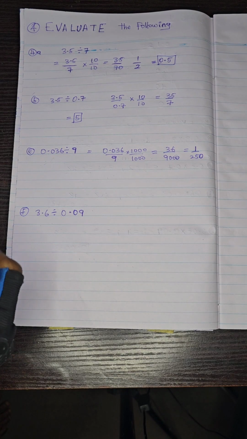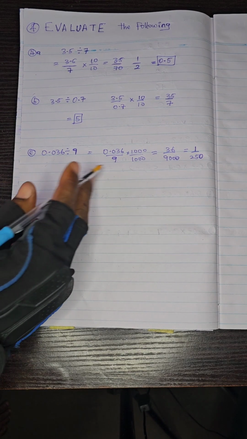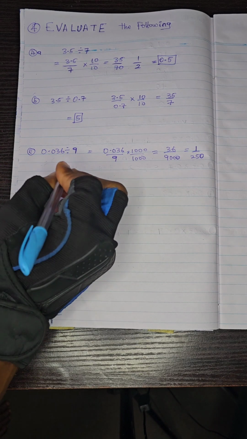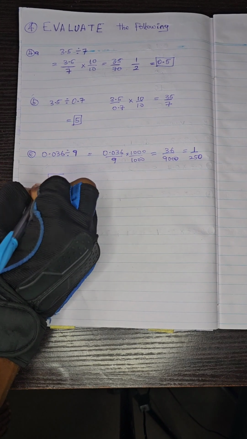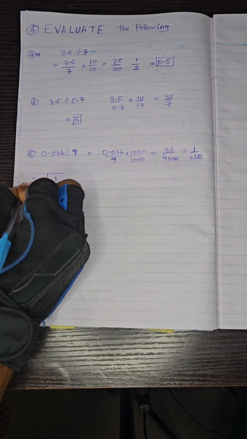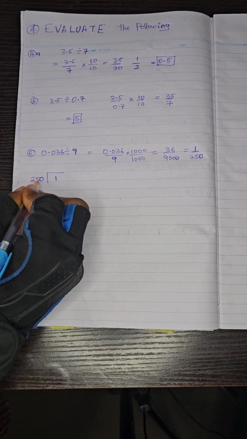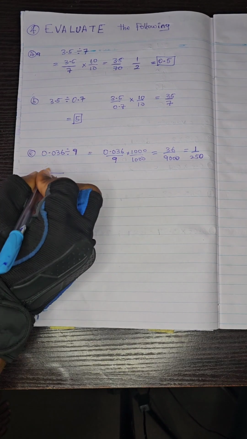So the next thing we have to do is to use the long division method and solve for this 1 over 250. I don't know if the space I gave you will be enough. Let's start. We have 1 inside and we have 250. Right? Now, can 1 be divided by 250? The answer is no.